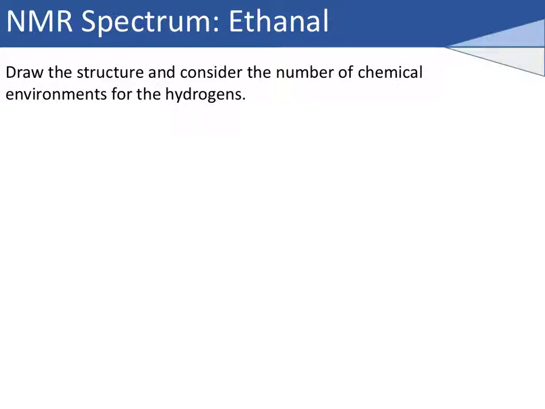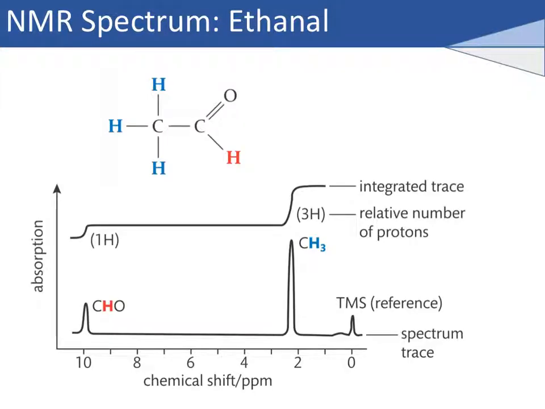Draw ethanal. What is ethanal going to look like? And then consider the number of chemical environments for the hydrogens that you would observe for ethanal. Okay, ethanal looks like this. There's your molecule. Eth means 2 carbons. Anal is an aldehyde. Ethanal, aldehyde. It has a hydrogen on the end with a carbonyl carbon.